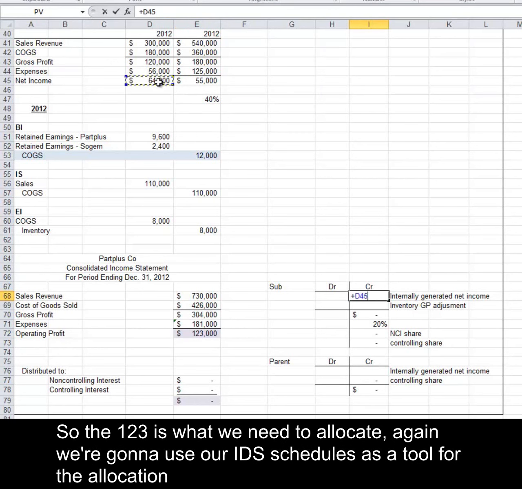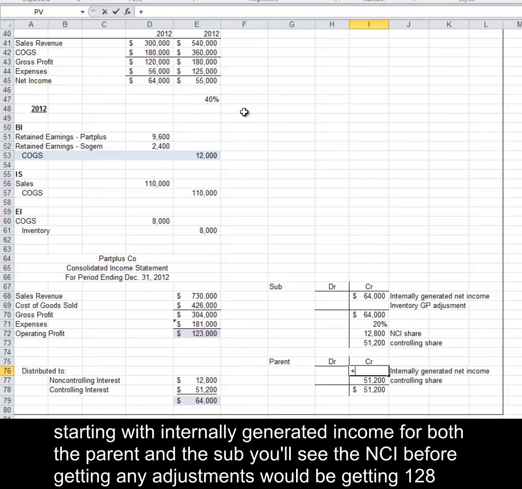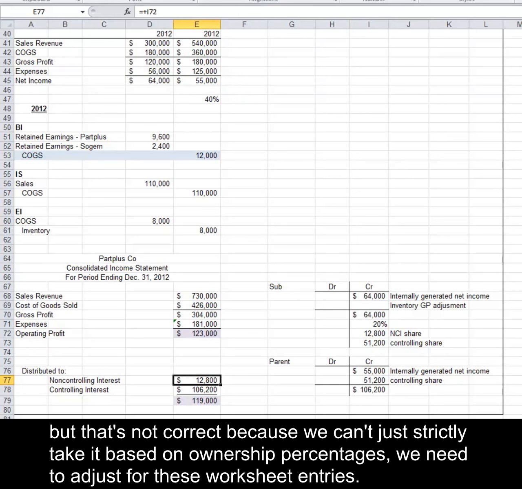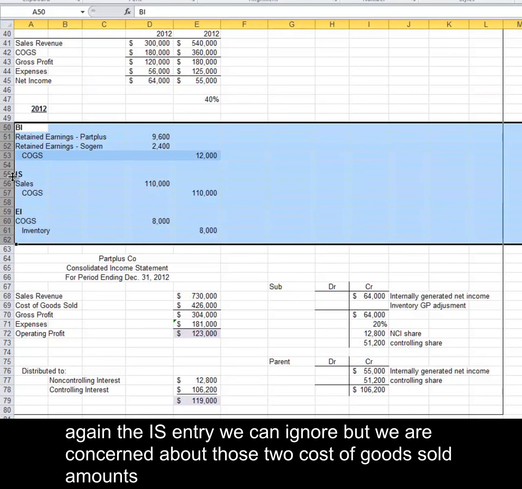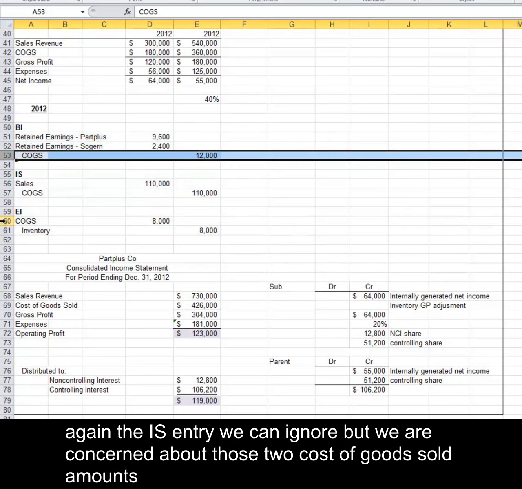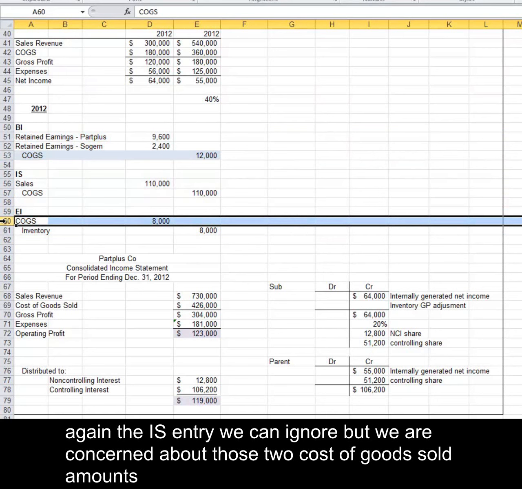Again, we're going to use our IDS schedules as a tool for the allocation, starting with internally generated income for both the parent and the sub. You'll see the NCI before any adjustments would be getting 12.8. But that's not correct because we can't just strictly take it based on ownership percentages. We need to adjust for these worksheet entries. Again, the IS entry we can ignore, but we are concerned about those 2 cost of goods sold amounts.